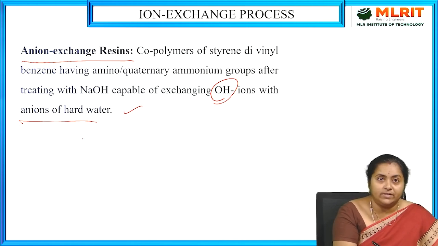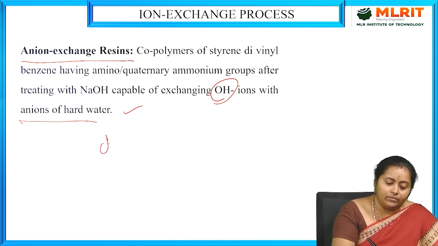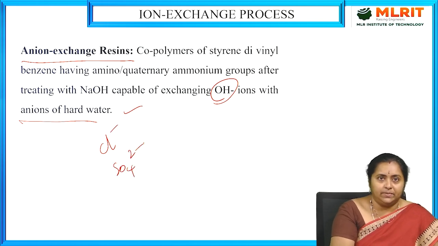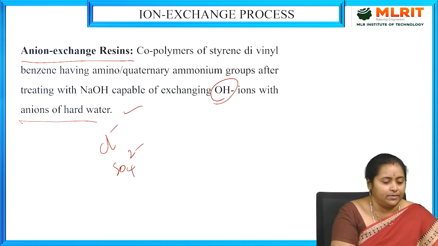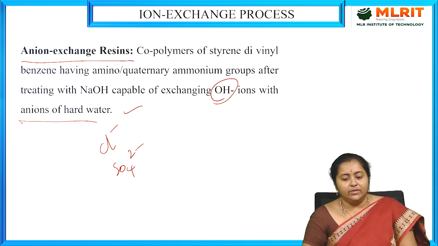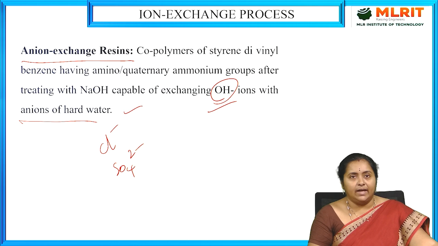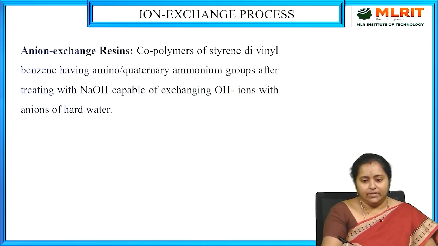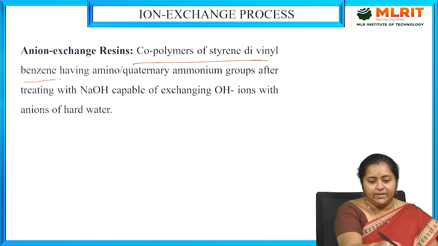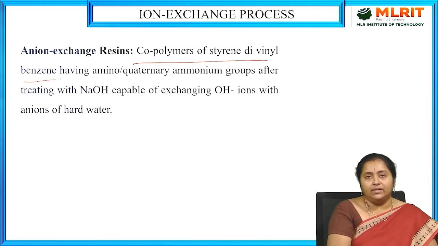What type of anions are present in the hot water? We know that chloride ion and SO4 2 minus ion are the anions present in the hot water. So these will be mutually exchanged with the OH minus ions that were present in the anion exchange bed. An example for this one is a copolymer of styrene divinyl benzene, which is having a quaternary ammonium group.